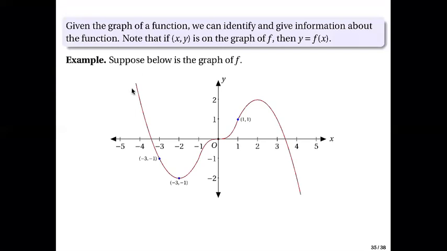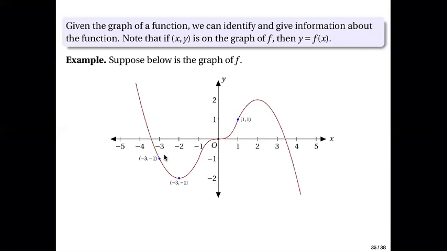Now look at this. Given the graph of a function, we can identify and give information about the function. Note that if x comma y is on the graph of f, this means y equals f of x. So the y here equals f of x. For example, suppose we have this graph here.